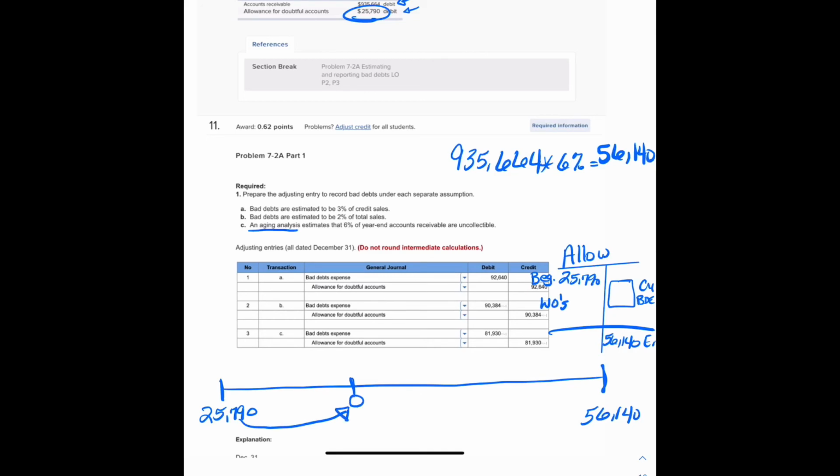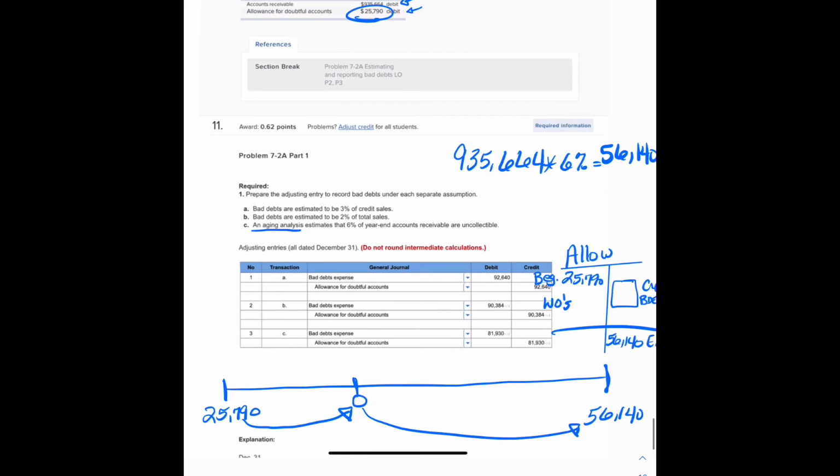So the way that we're going to get here is I first have to cover this $25,790 gap to get to zero. I then have to cover an extra $56,140 to get to this new balance. So the actual amount that I'm going to use here is going to be this $56,140 that I need at the end, plus my beginning balance of $25,790, which will give me my adjustment for $81,930. This amount right here that we've just calculated is then pulled back into your journal entry.